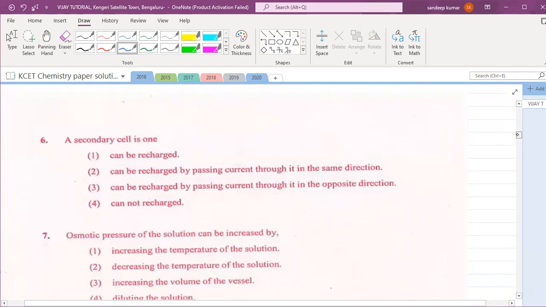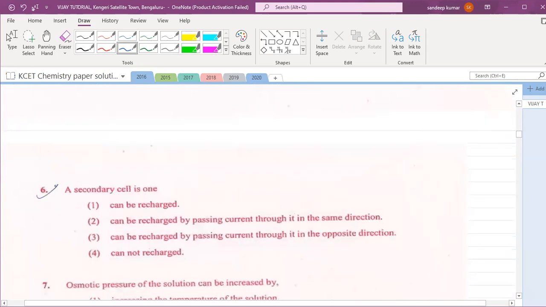Next, question number 6. A secondary cell is one that can be recharged. Yes, correct only. The options are: can be recharged by passing current through it in the same direction, can be recharged by passing current through it in the opposite direction, and cannot be recharged. It can be recharged by passing current in the opposite direction. So C, the 3rd option, is the correct option.